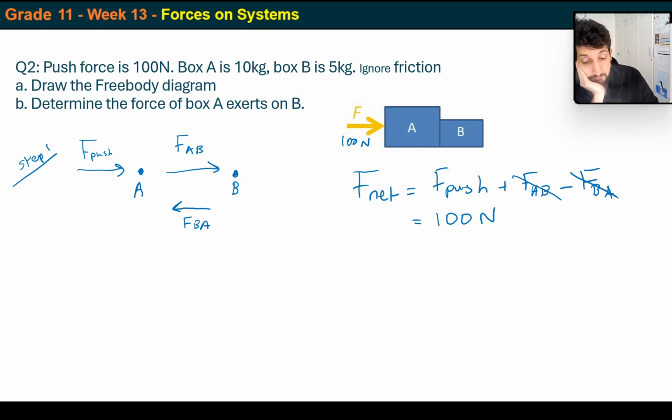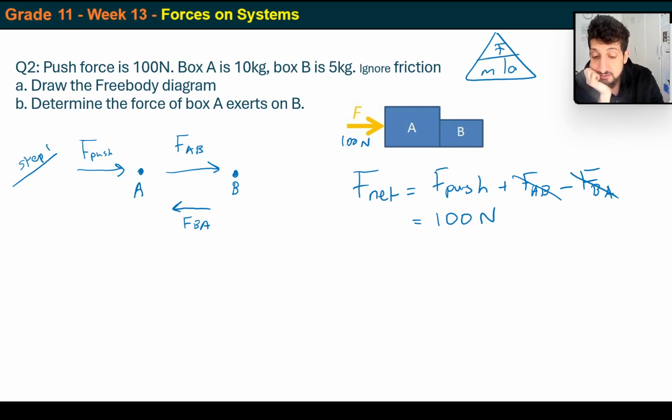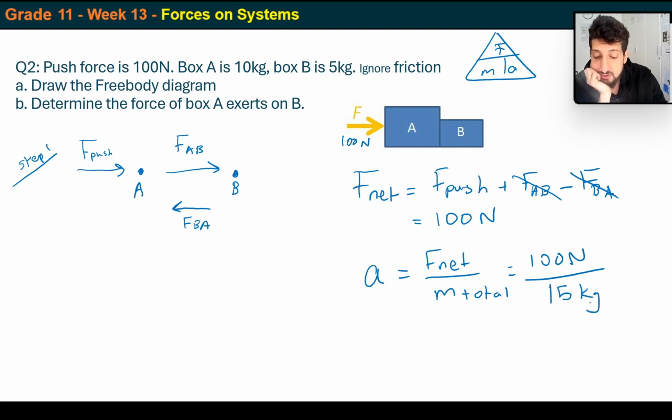Now, what am I trying to work out? Remember, I'm trying to work out the acceleration. Remember this formula here? The formula states that force equals mass times acceleration. And so if I'm trying to work out the acceleration, it's going to be F net over total mass, which is 100 newtons divided by the total mass, 15 kilograms. And that's going to be 6.7 meters per second squared, right? I think that's the same as the previous question.